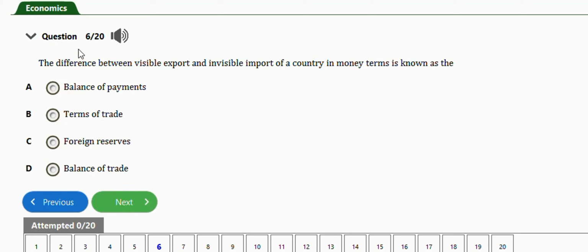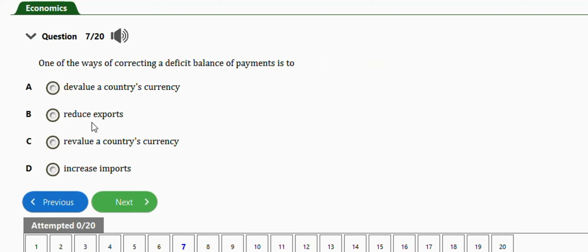Very important. Next question says the difference between visible export and visible import of a country in money terms is known as balance of trade, option D. Very important. Next question says one of the ways of correcting the deficit balance of payment is to, so the right answer is option A, obviously, devalue a country's currency. I have explained devaluation already.